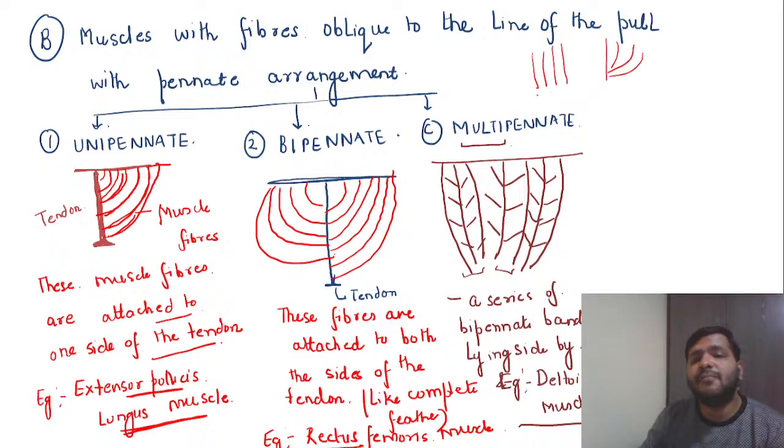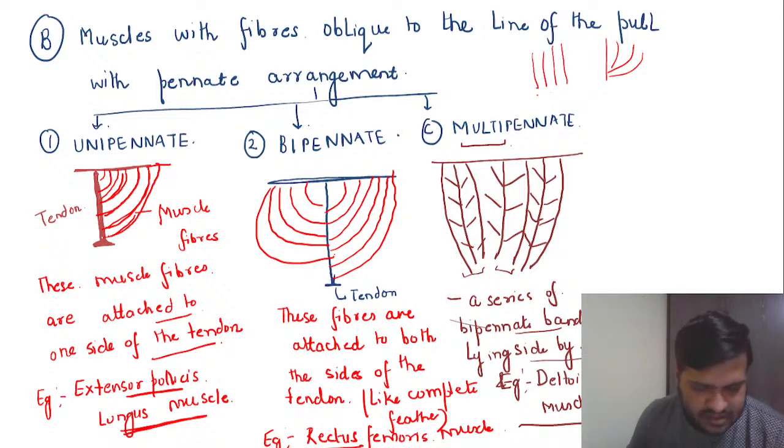A series of bipinnate bands lying side by side. Okay, write this down now, and write the example: deltoid muscle.